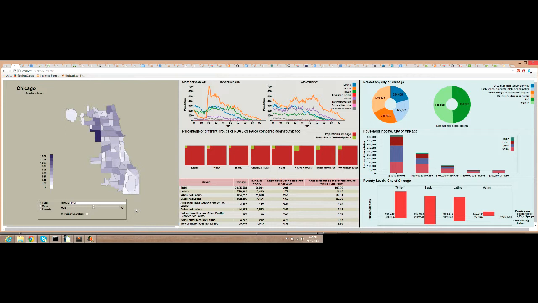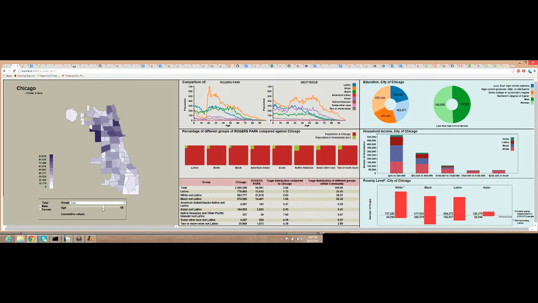We can choose to filter on a gender. We can use the slider to view the data for any age. Additionally, the checkbox labeled cumulative allows the user to view accumulated data up to the selected age. For example, I can move the slider all the way up to 99 and choose cumulative view, and I'd be looking at the distribution of the entire population of Chicago over this map for the group that I have selected.